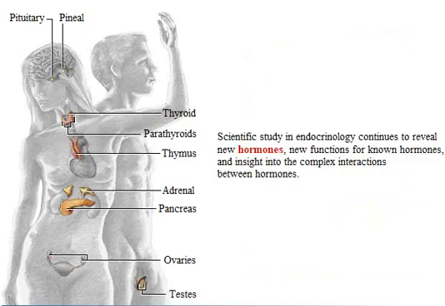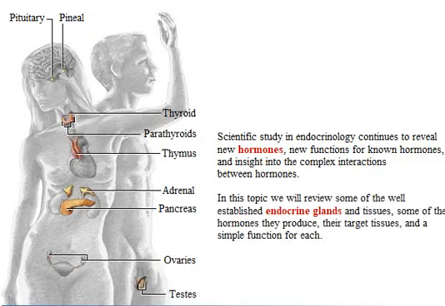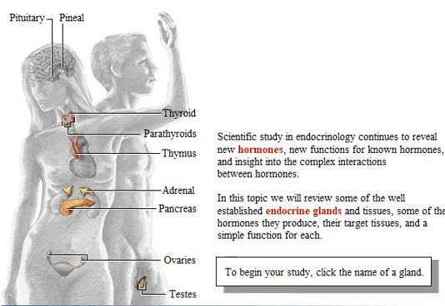Scientific study in the area of endocrinology continues to reveal new hormones, new functions for known hormones, and insight into the complex interactions between hormones. In this topic, we will review some of the well-established endocrine glands and tissues, some of the hormones they produce, their target tissues, and a simple function for each. To begin your study, click the name of a gland.